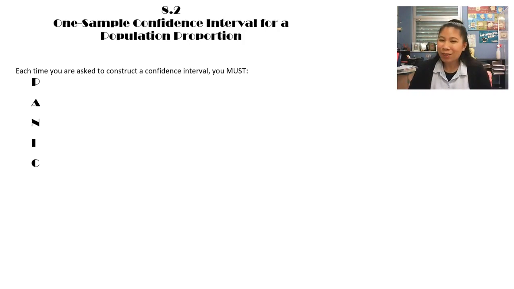So the process to help us remember this is called PANIC. So obviously you are not panicking, but you are panicking because when you PANIC, these are the 5 things you have to include in your answer.